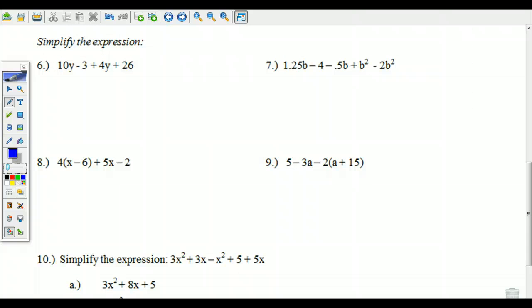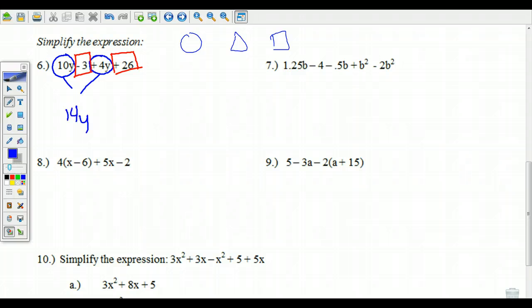So to simplify, here we're doing shapes. We're going to do circles, triangles, and boxes around the like terms. So here we have 10y. That's pretty big. We have 10y, 4y, and notice I put the sign in front, or the symbol in front, I included it also. And then we have negative 3 and positive 26. So to combine the blue ones there, 10y plus 4y is 14y. At this point, we're actually adding and subtracting. And then in the red, we have negative 3 plus 26, which is positive 23. So there's your answer there.